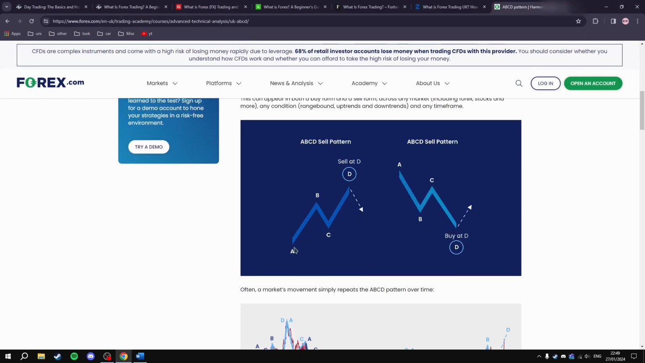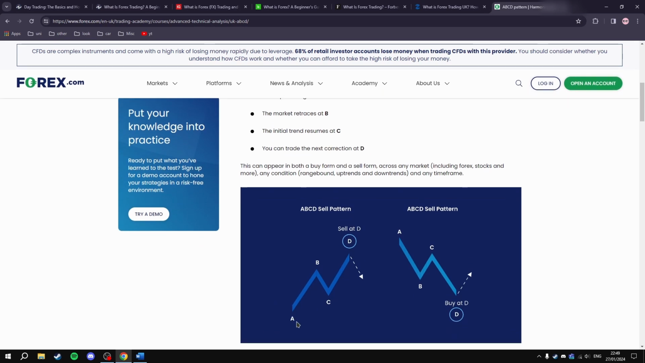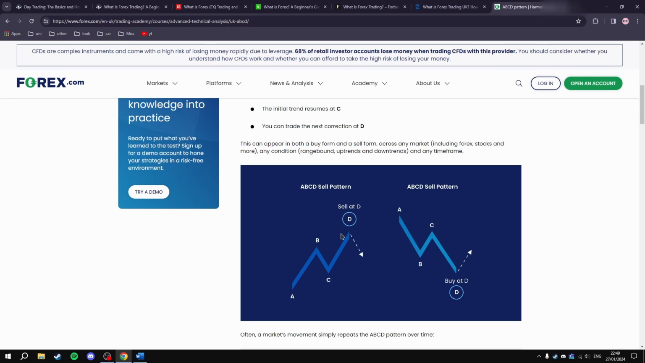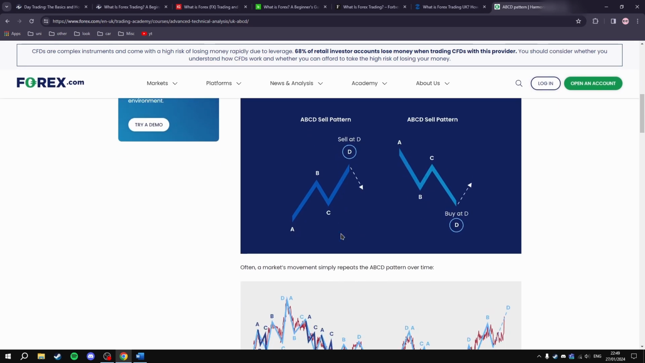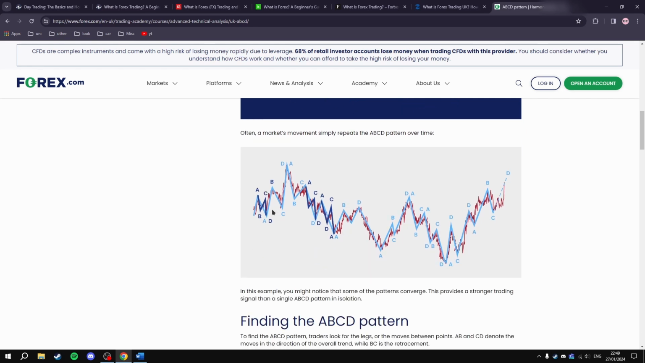ABCD sell pattern. The new prevailing trend forms at A, the market retraces at B, the initial trend resumes at C, and you can trade the next correction at D. Often a market's movement simply repeats the ABCD pattern over time.